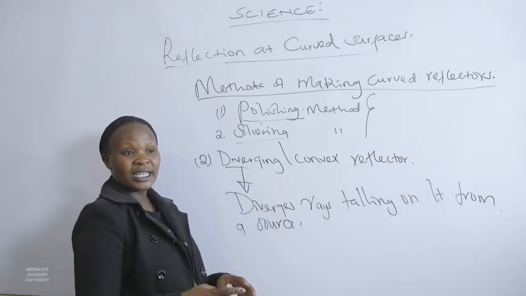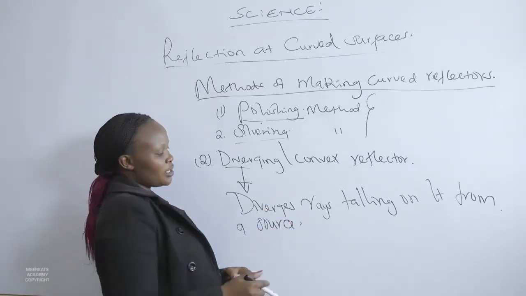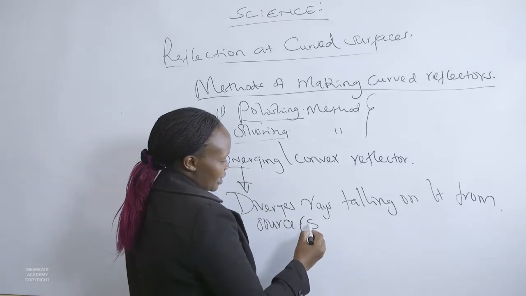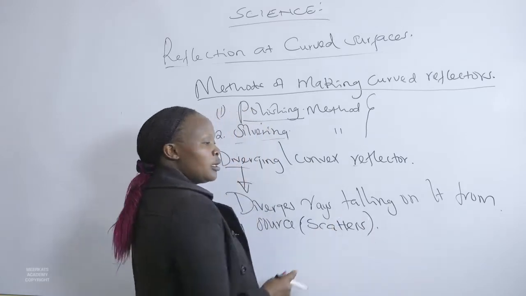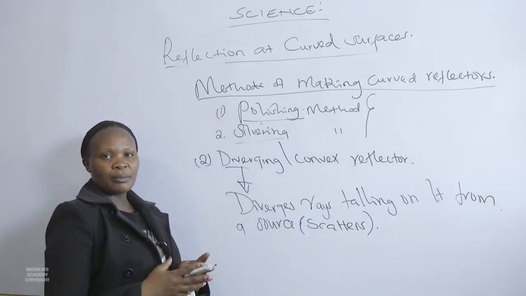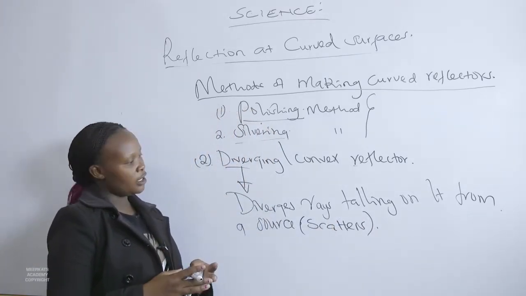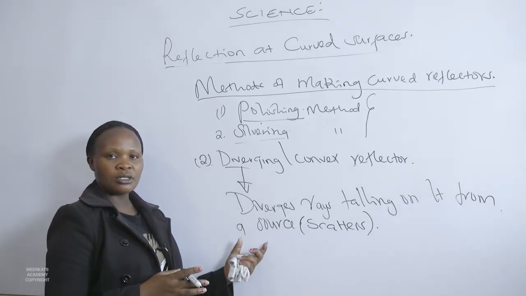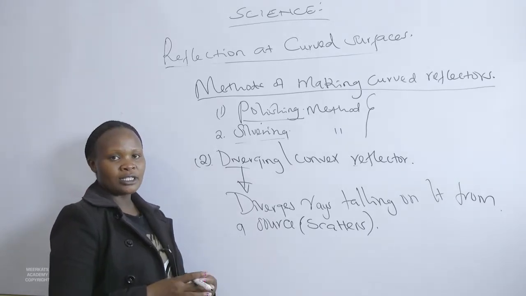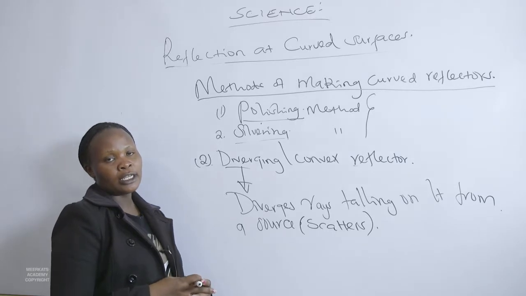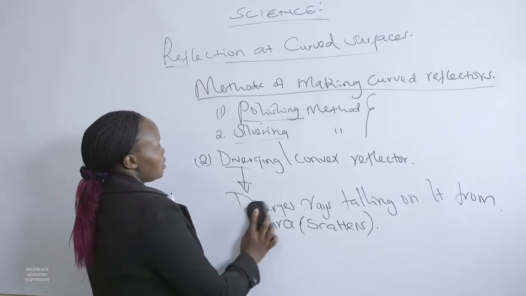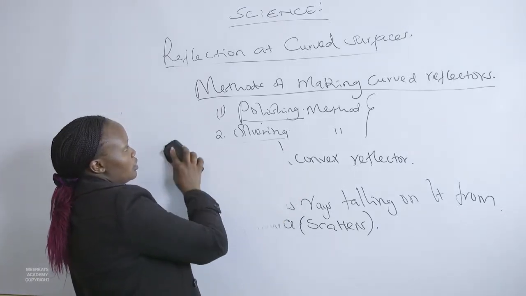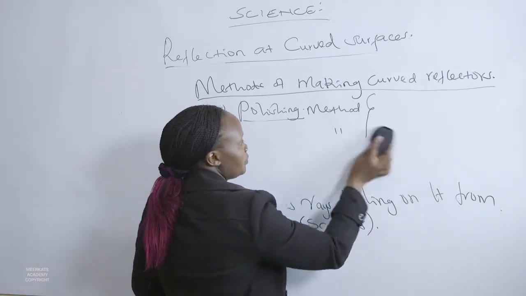It actually diverges or scatters. It scatters. So that in case of a parallel beam of light from a source falling on this our reflecting surface, it is actually going to be scattered in different directions. Let us try and illustrate that as well.